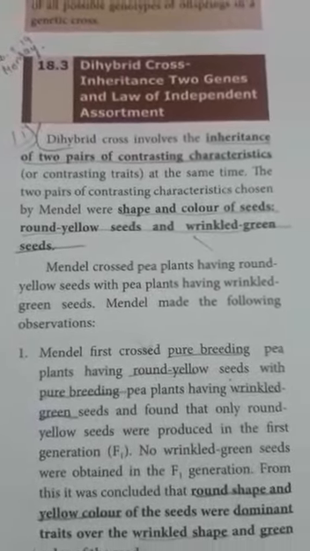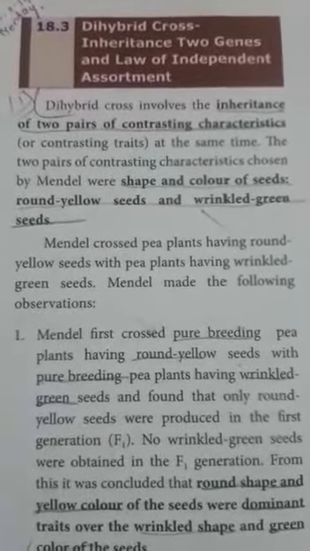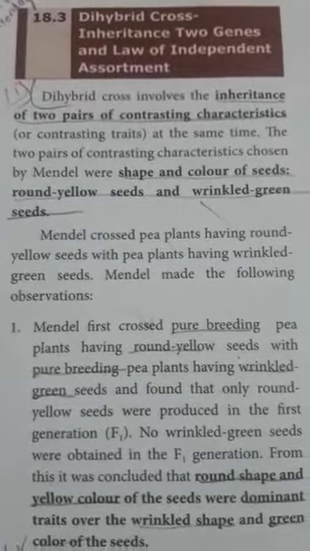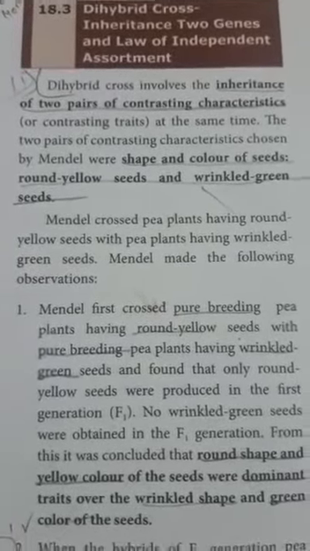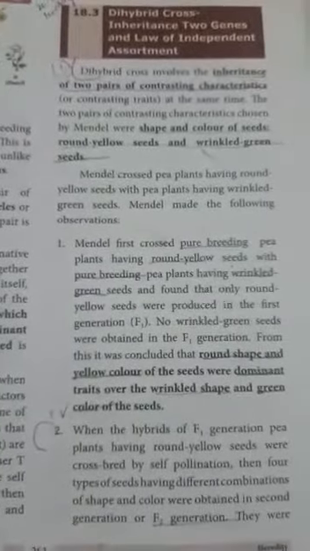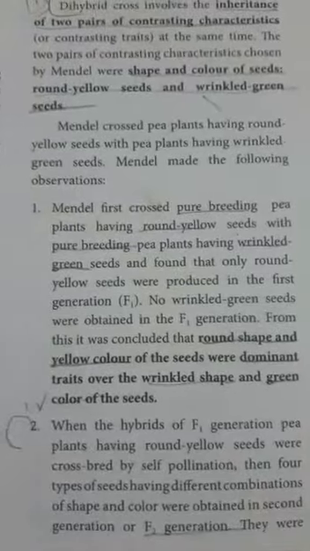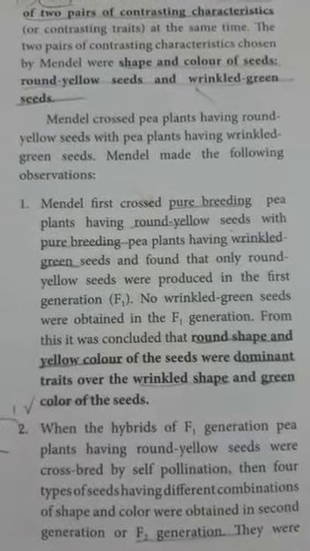So Mendel crossed pea plants having round yellow seeds with pea plants having wrinkled green seeds. The following observations were made by Mendel. Mendel first crossed pure breeding pea plants. I will explain in a Punnett square.